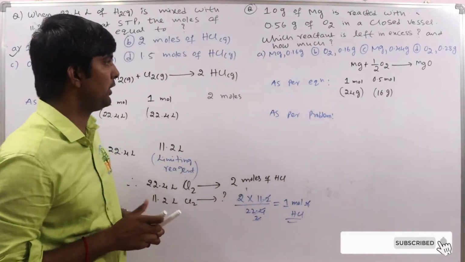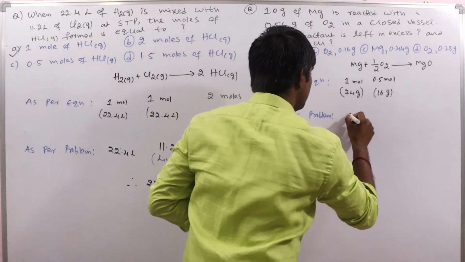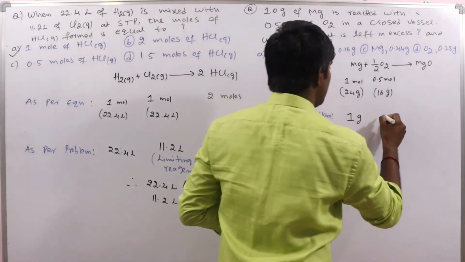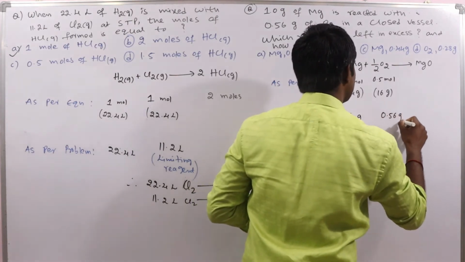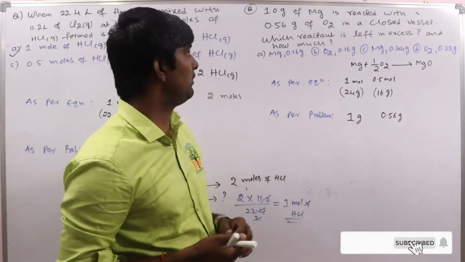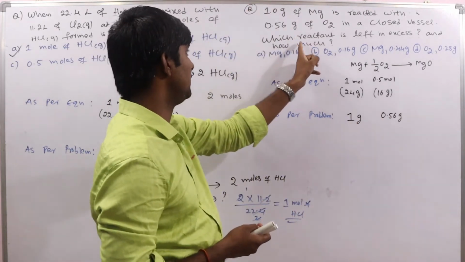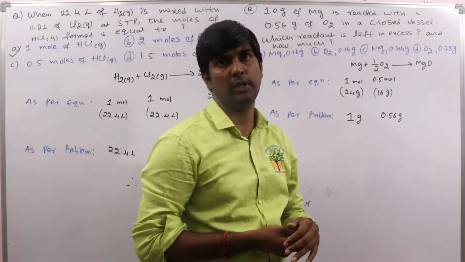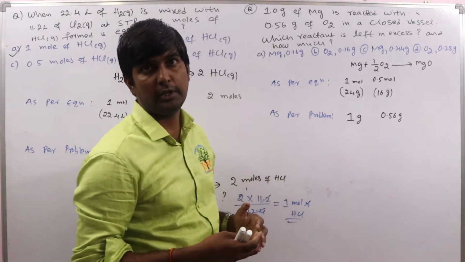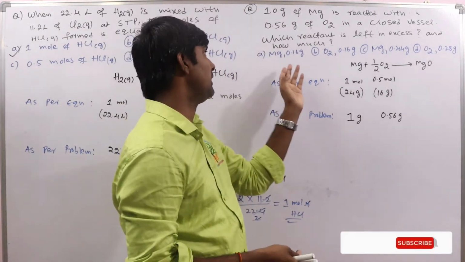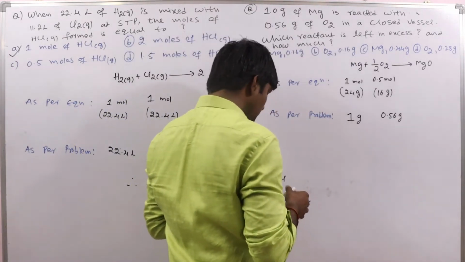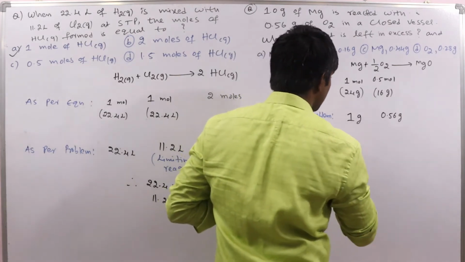As per the given problem, 1 gram of magnesium is given, and here 0.56 gram of oxygen. Now these two are mixed. First we have to identify which reactant is left in excess. The one which is less than the required amount is the limiting reagent, and the one which is more than the required amount is the excess reagent. So now, see how we can solve this easily.